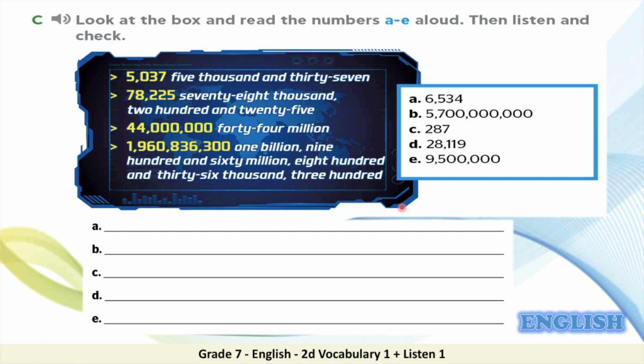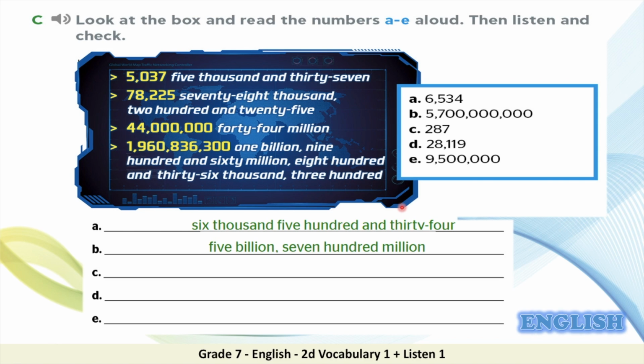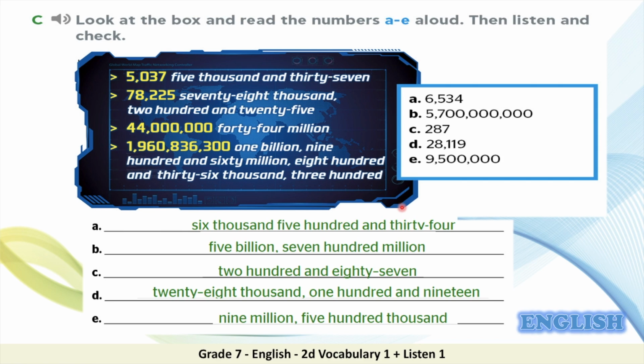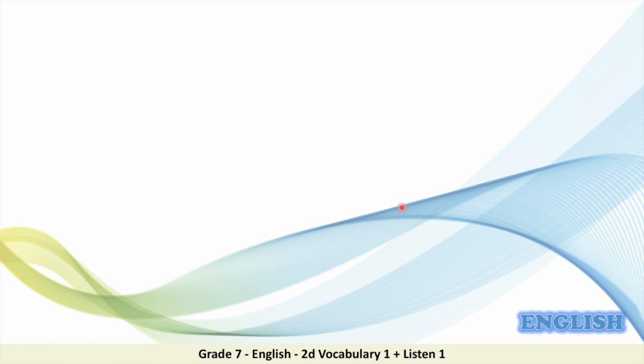C. Look at the box and read the numbers A to E aloud. Then listen and check. A. 6,534. B. 5,700,000,000. C. 287. D. 28,119. E. 9,500,000.